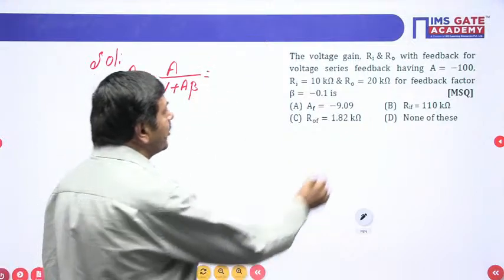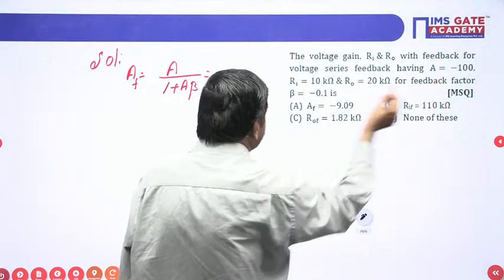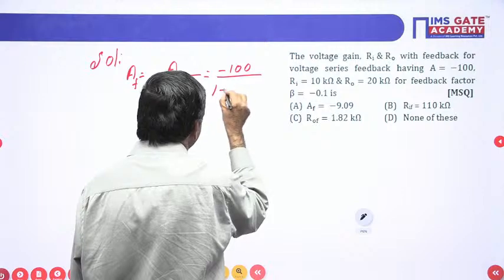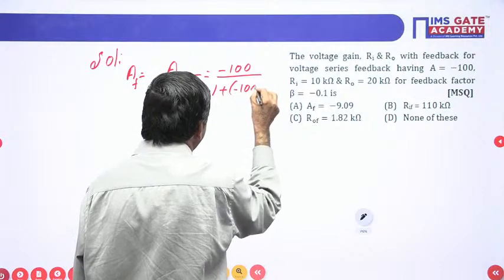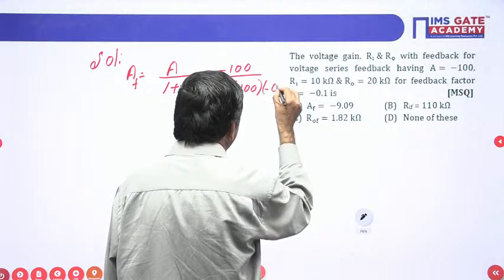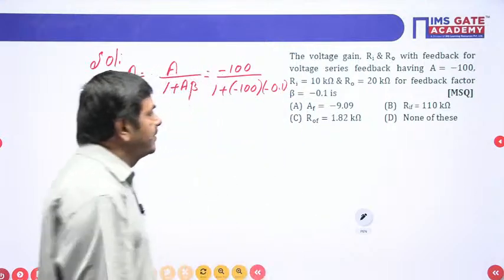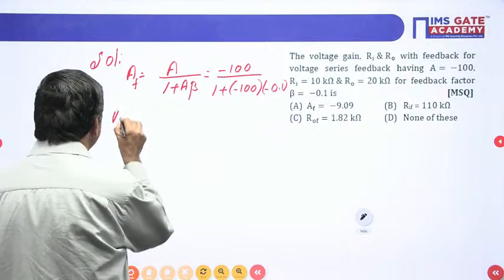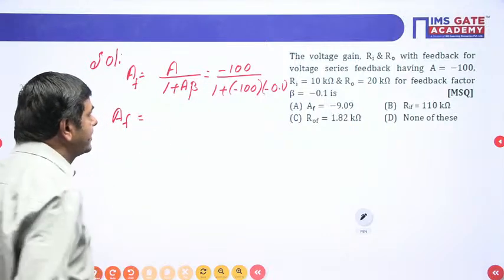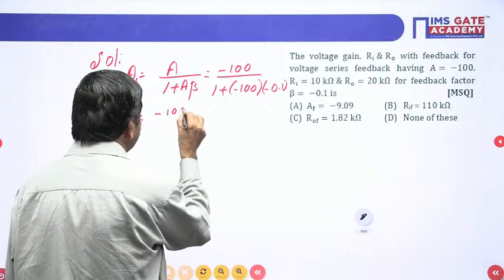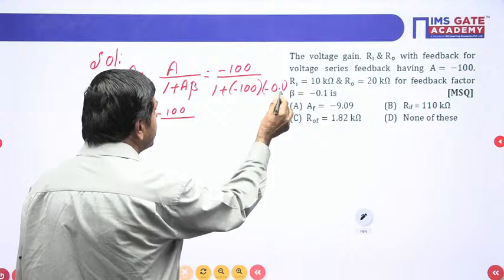A is given in the problem without feedback. It is given as minus 100, divided by 1 plus A beta, and beta is given as minus 0.1. So you find the feedback gain. Here you will get minus 100 by 100 plus 0.1.